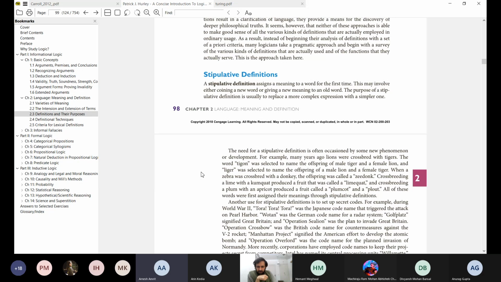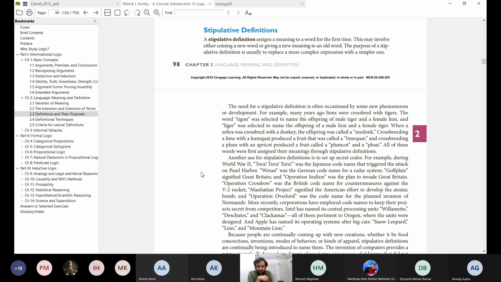Did you guys know this, by the way? I said, had you guys heard of this before reading this? I had heard of tigon and ligon, but never zedonk. Right, same. Yeah, even I did not hear zedonk before. So you get the idea, right?